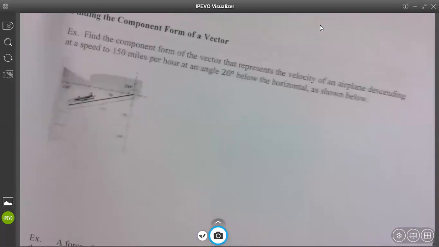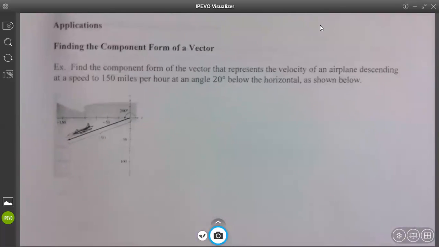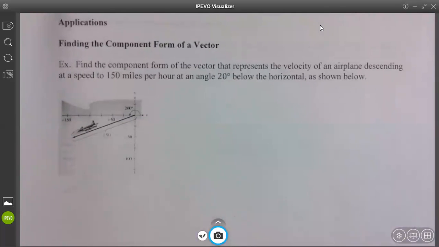Getting close, guys, almost done. Applications, finding the component form of a vector. Find the component form of the vector that represents the velocity of an airplane descending at a speed of 150 miles per hour at an angle 20 degrees below the horizontal as shown below.